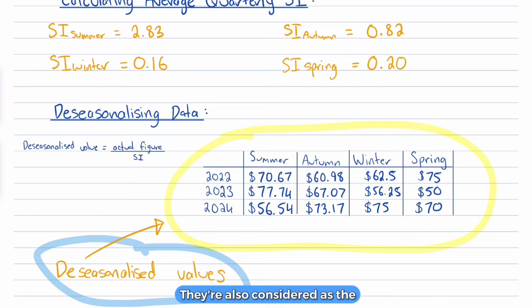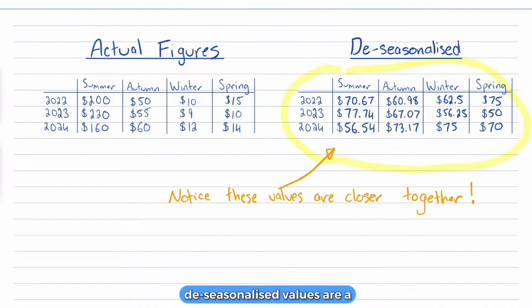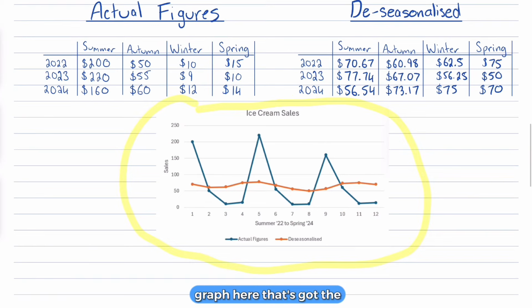They're also considered as the seasonally adjusted values. You can call them either, but they're deseasonalized. So now we've got the actual figures, so what we started with, and the deseasonalized values. What you'll notice is that the deseasonalized values are a lot closer together, which means that the original data set has been smoothed. I've got a time series graph here that's got the actual figures and the deseasonalized figures, and you can clearly see that the deseasonalized figures have smoothed out the graph.